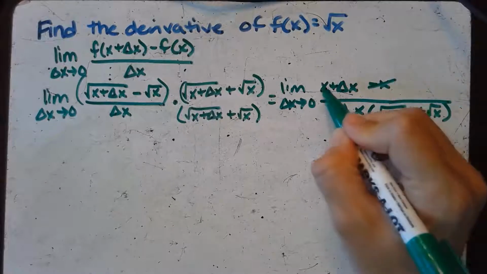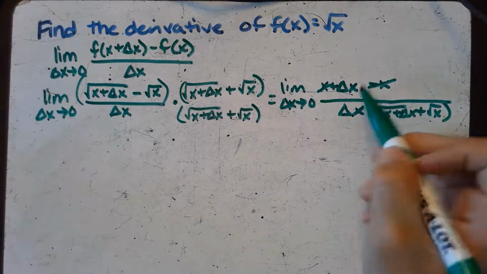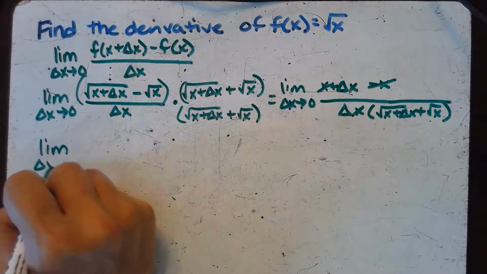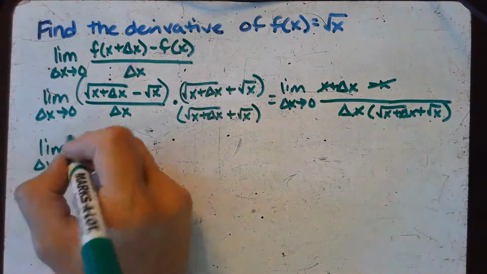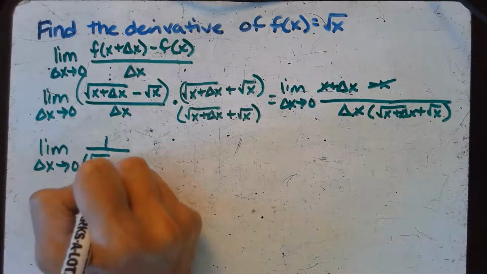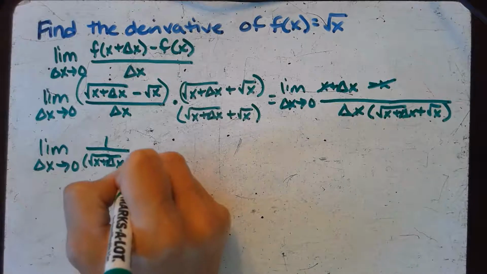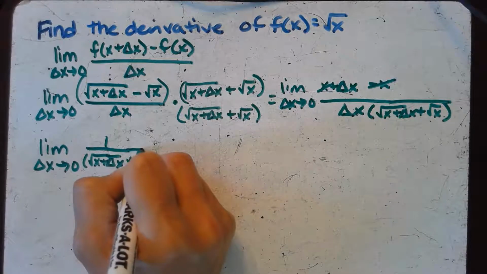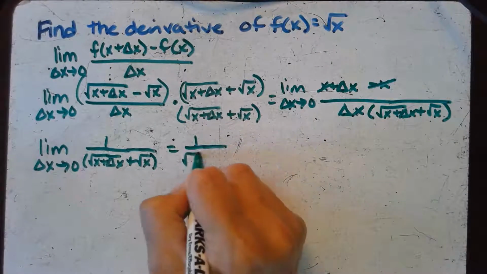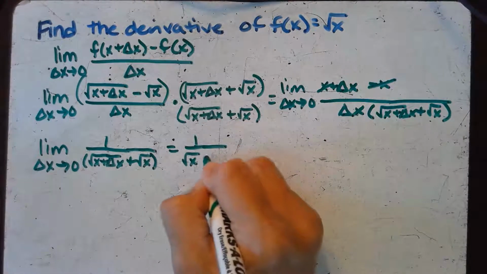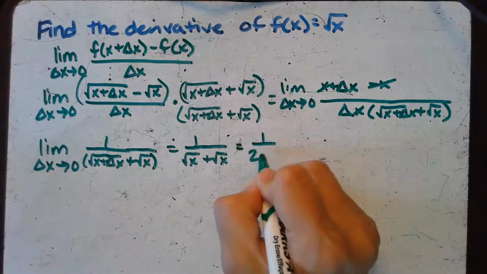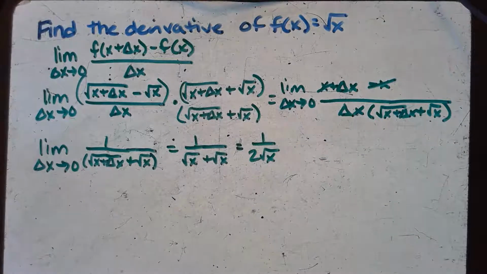Well, you'll notice the x's cancel. Also, you're going to notice the delta x and delta x divide out. So what I'm going to be left with is the limit as delta x goes to 0. This just leaves me with a 1 in the numerator, and then this in the denominator. Now, recall delta x is going to 0. So when it's going to 0, I'm left with the square root of x plus the square root of x. Well, what is that? 1 over 2 square roots of x.